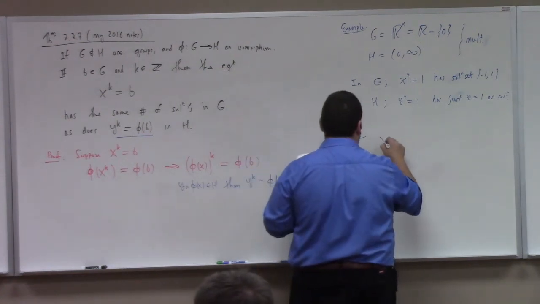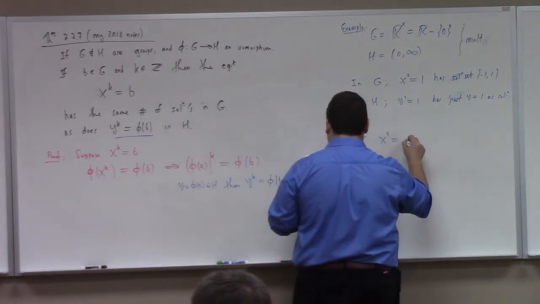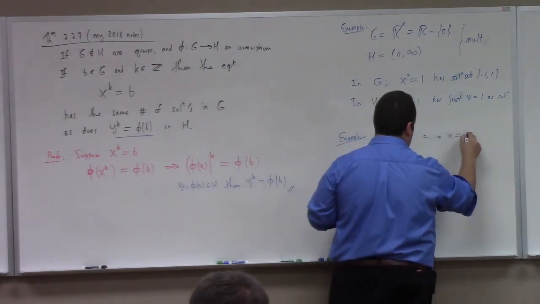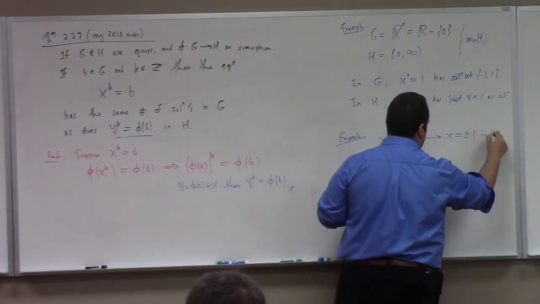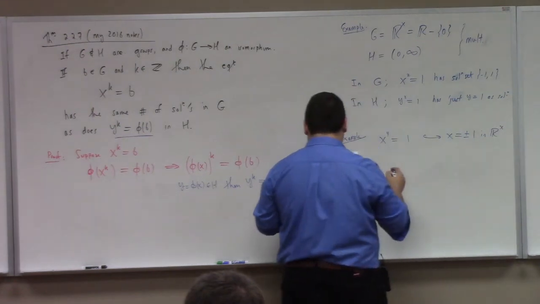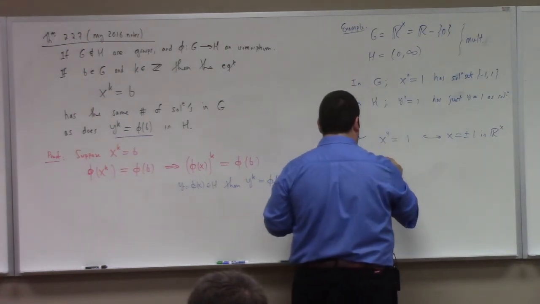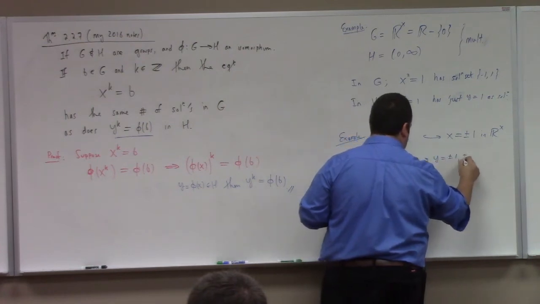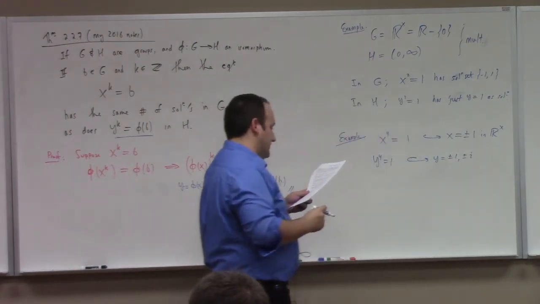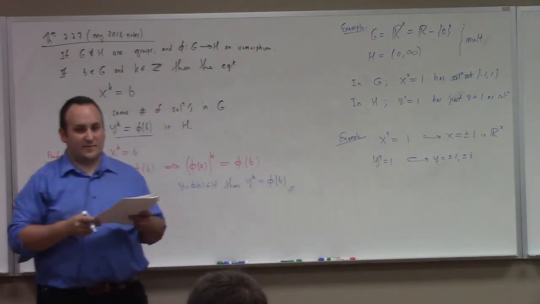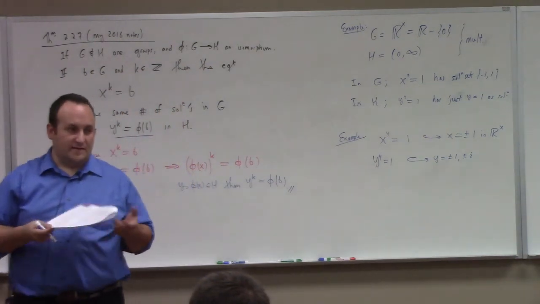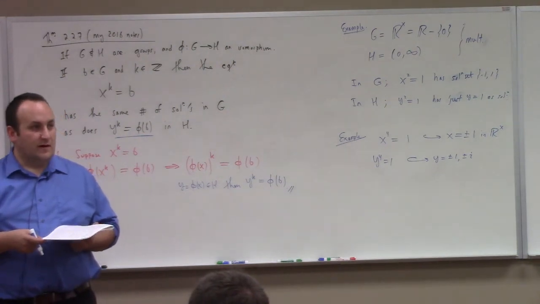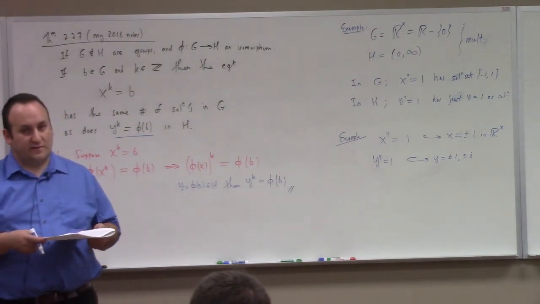So here's another one. If you look at x to the 4th equals 1, then we have x equals plus or minus 1 in non-zero reals. But on the other hand, y to the 4th equals 1 means that y is plus or minus 1 or plus or minus i, for non-zero complex numbers under multiplication. And this gives us a nice proof that there does not exist an isomorphism of the non-zero complex numbers and the non-zero real numbers.